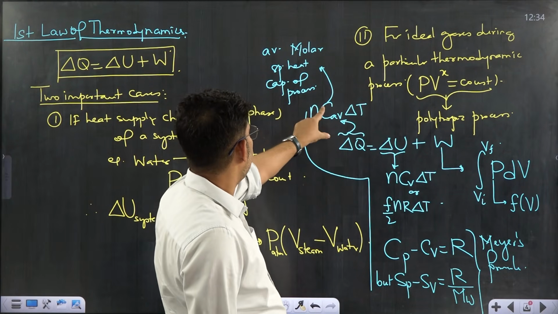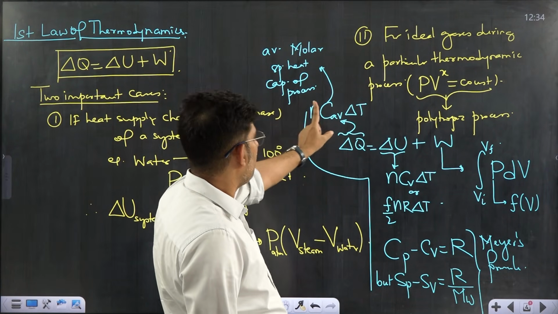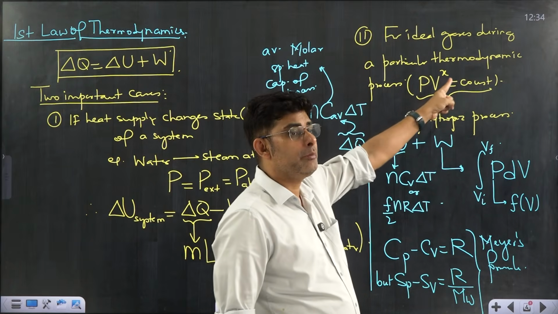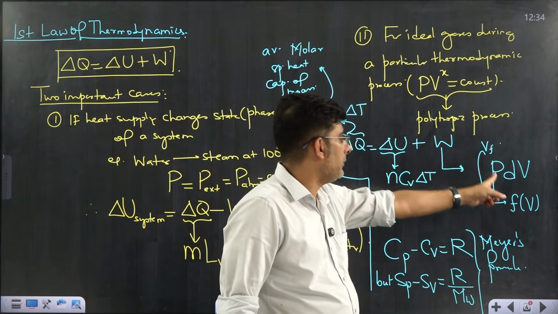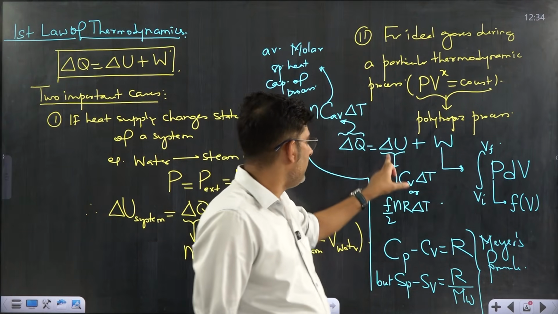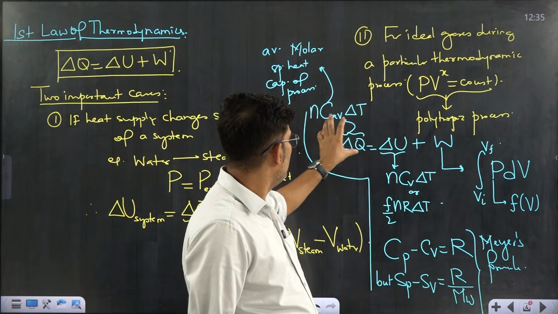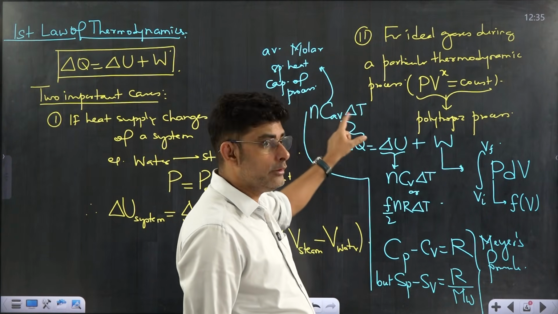Now the molar specific heat of any general process, how to find that? If the process is PV to the power x is constant, first we find work done by integration, and then if we know delta U is nCvΔT, we can find the value of C average.